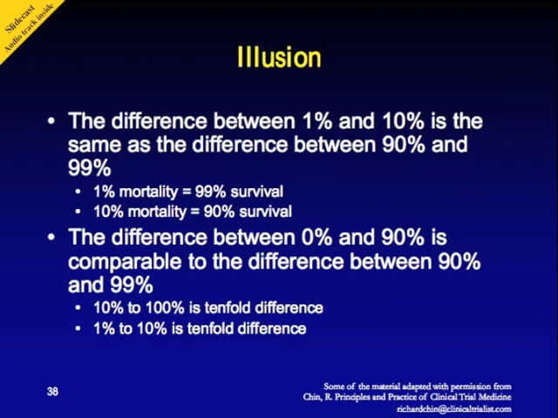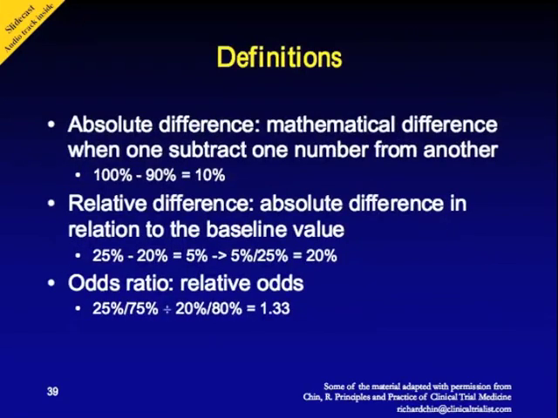So we should keep in mind the different ways of looking at the data: absolute difference, relative difference, and odds ratios, which are illustrated on this slide. And when you're looking at clinical trial data, always remember to think in terms of proportions.